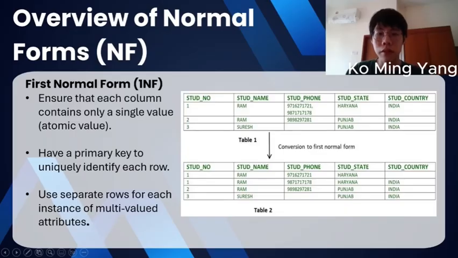I'm Koming. I'm going to present the overview of normal forms. The rules for first normal form: each column must contain only a single value. The data must have a primary key to uniquely identify each row, and use separate rows for each instance of multi-value attributes. As you can see, the table shows the multi-value data separated into new rows.